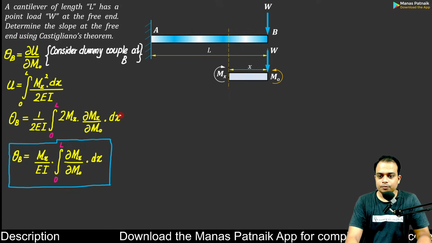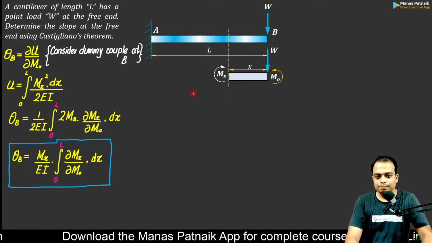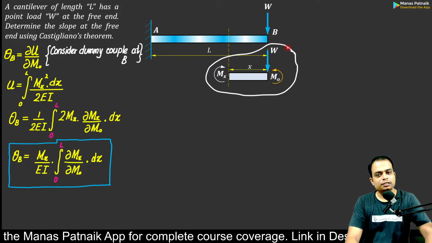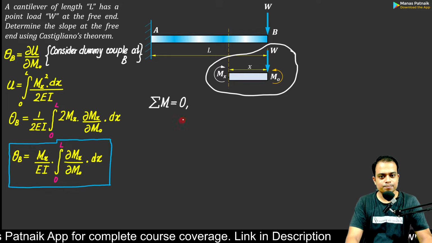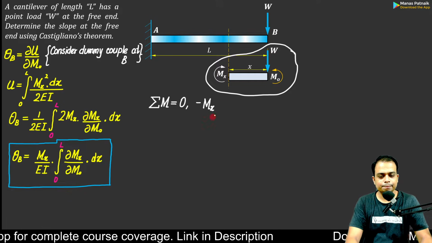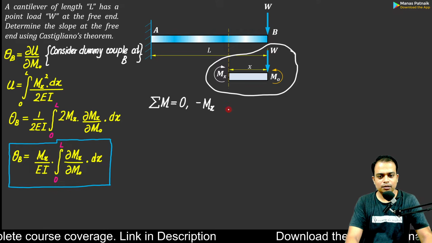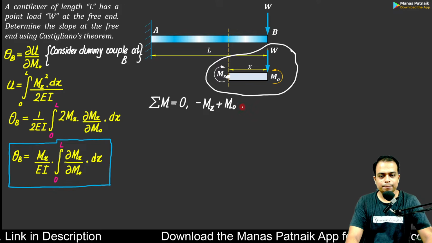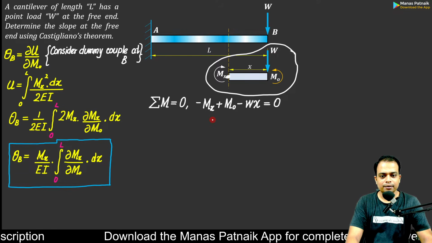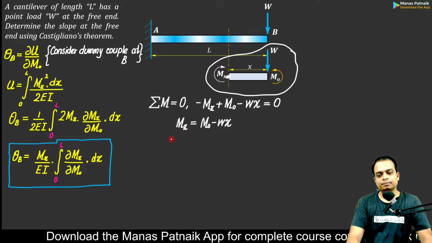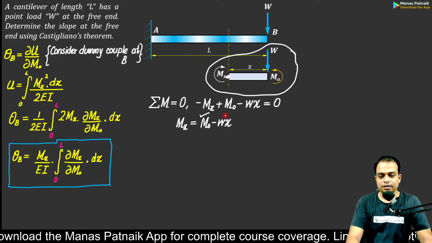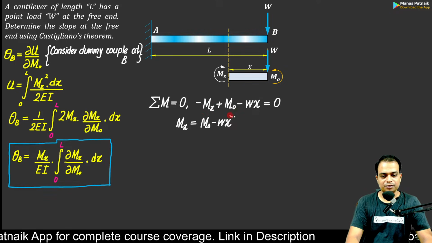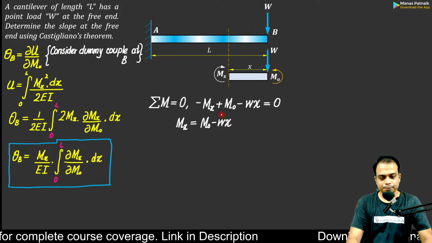Now, let me focus on this portion. Let's take the moment as 0. Clockwise moment minus mx, anti-clockwise moment plus m naught, and w into x, a clockwise moment at this very point, so minus wx. Simplify. This is what you have. Again, you can see mx has been written in terms of these 3 parameters. Let's say not variables: x is a variable, whereas m naught and w are constants.